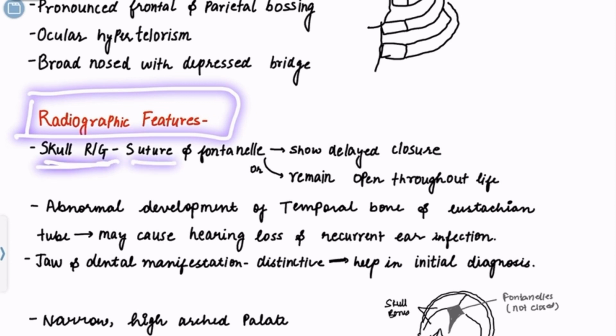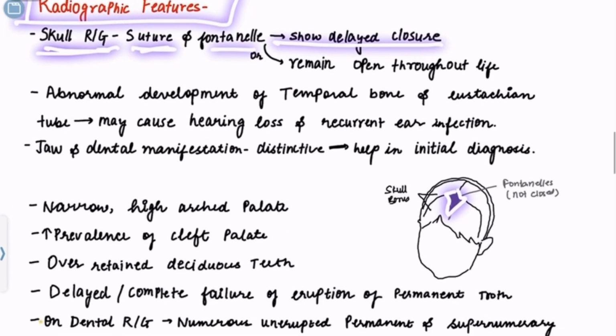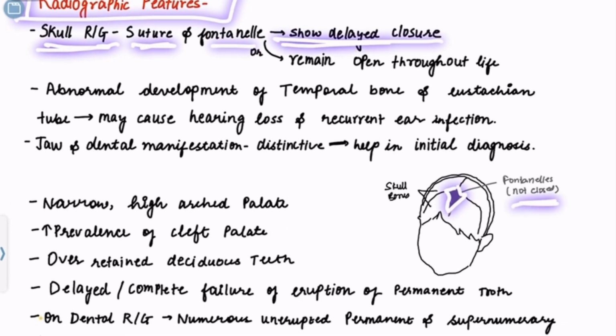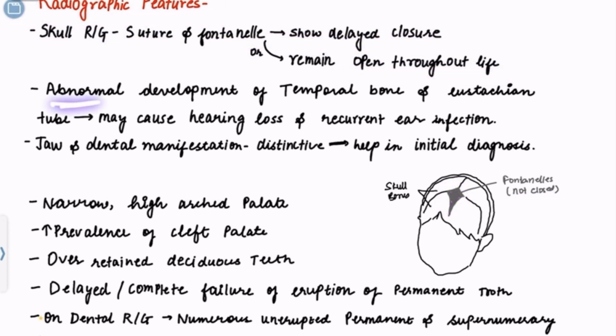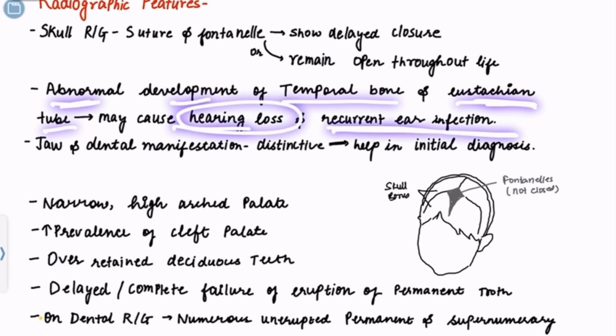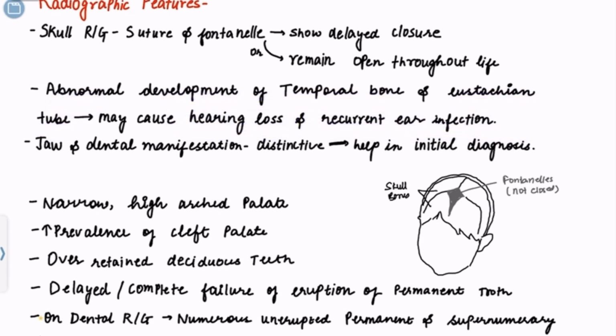The skull sutures and fontanelles show delayed closure. Here we have shown a fontanelle and it has not closed. So it may show delayed closure or it may not close throughout life. There is abnormal development of the temporal bone and eustachian tube, and due to this there may be hearing loss and recurrent ear infection. Jaw and dental manifestations are distinctive and they help in initial diagnosis.